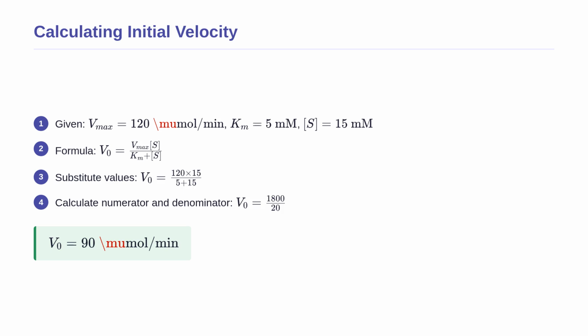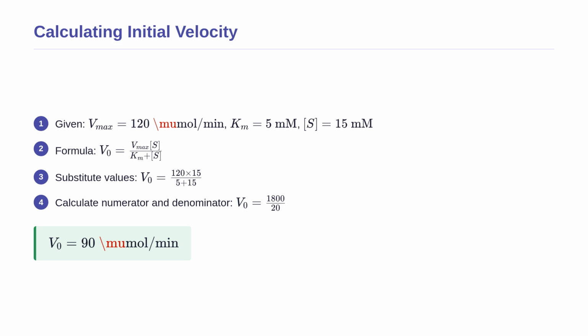Before we dive into the complex derivation, let us see this formula in action with a concrete example. Suppose you are studying an enzyme that breaks down milk sugar. We are given a maximum velocity of 120 micromoles per minute, a Michaelis constant of 5 millimolar, and a substrate concentration of 15 millimolar. We are asked to find the initial reaction velocity.